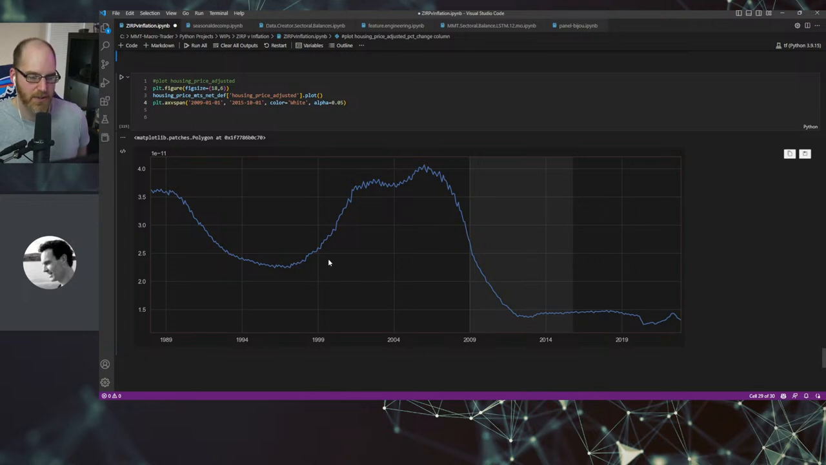This is just housing price, not rate of change, not percent change from a year ago. This is just the housing price divided by government spending. With the time period of ZERP, and what I really want to show too, and I'll bring this up, here I have the same chart pulled up on the FRED website. So let me transition to that screen real quick.